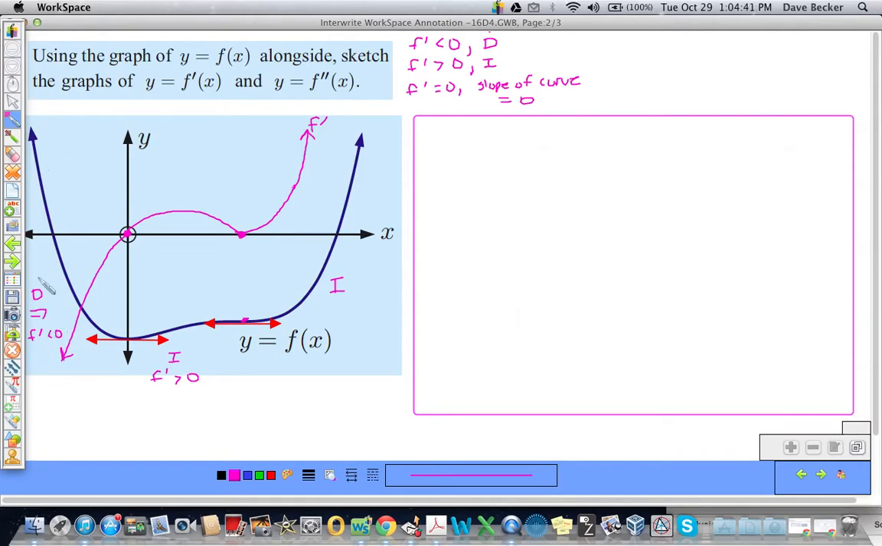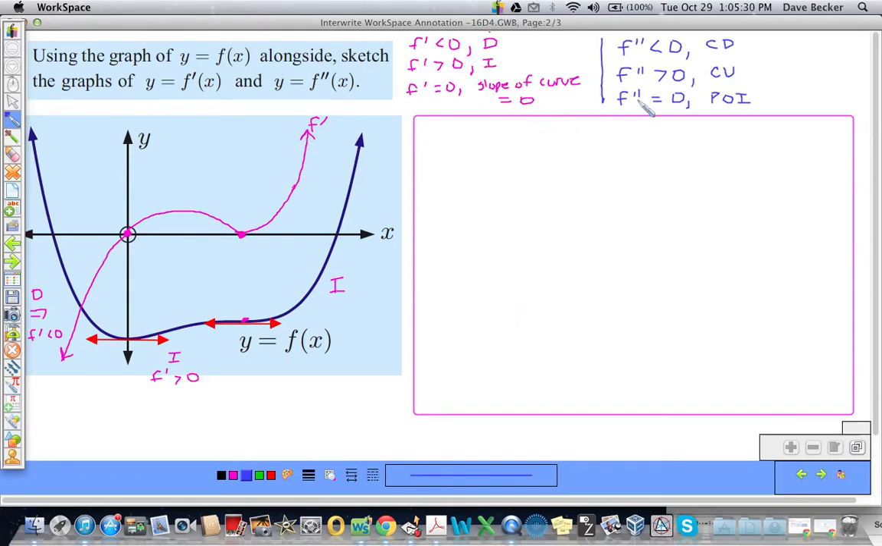Now I'm going to go blue for the second derivative. Okay? The second derivative, let's just review real quick. When the second derivative is negative or less than 0, we know the original function f is going to be concave down. When the second derivative is greater than 0, we know the original function is going to be concave up. And when the second derivative is equal to 0, we know that we have a point of inflection. Okay? All right. So remember, the second derivative is only the derivative of the first derivative. So the same rules apply here.